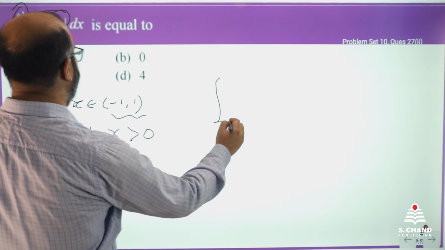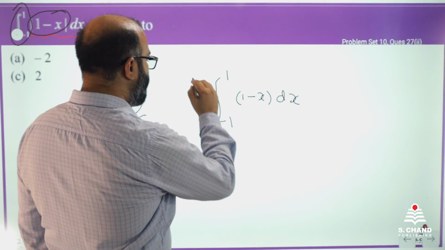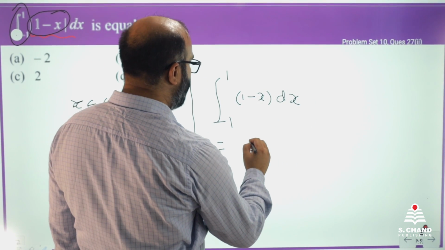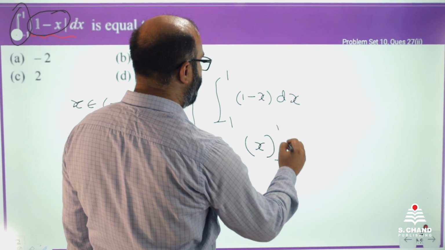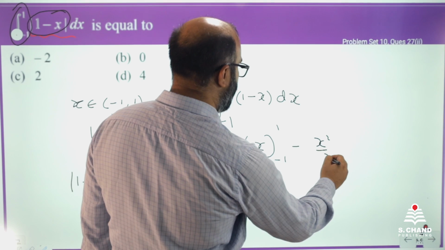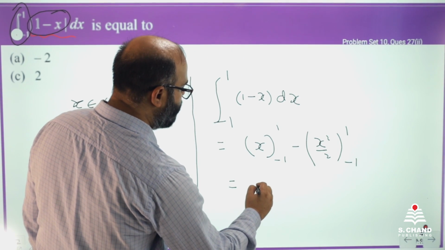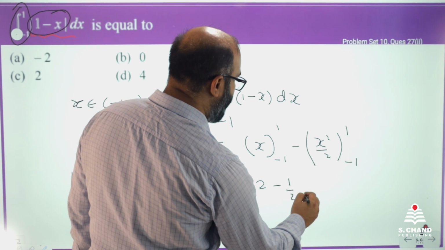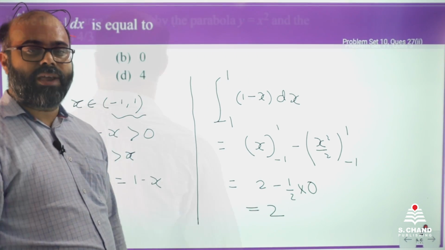So this will be the integral from minus 1 to 1 of 1 minus x dx, which will become x minus x square by 2, with limits from minus 1 to 1. So this will become 1 minus minus 1, that is 2, minus 1 by 2 minus 1 by 2, and this will become 0. So you get the value 2 over here.